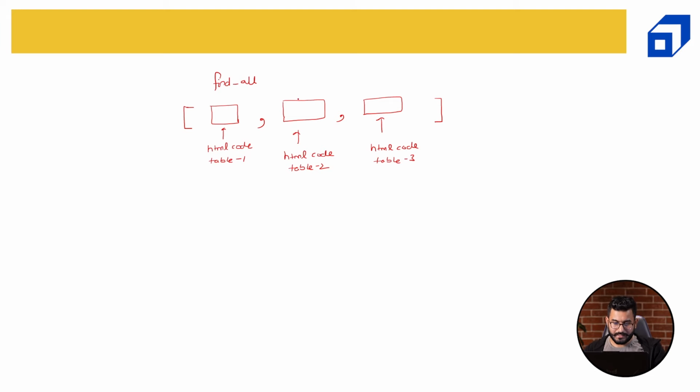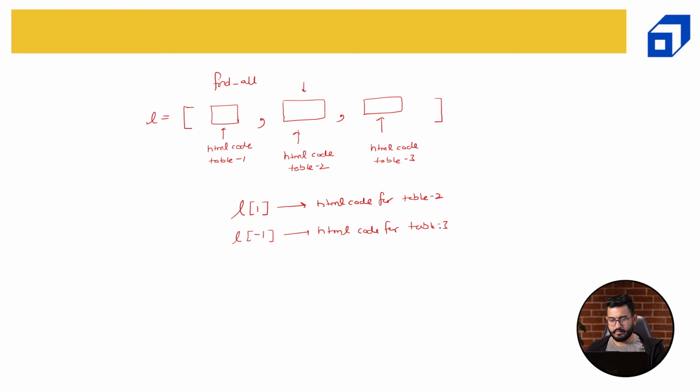Now let's say this list is L. If I'm interested in this table, all I have to do is L of 1, and this will return me the HTML code for table number 2. If I say L of -1, this will return me the HTML code for table number 3, right? So this is what the output is returned when we use find all.